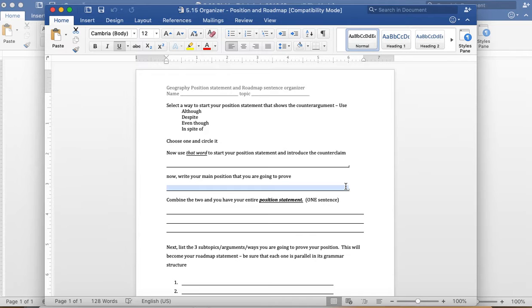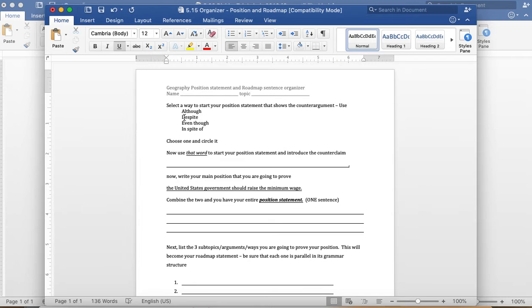So maybe I'm trying to claim that the United States government should raise the minimum wage. That might be what I'm trying to prove. Okay, so that's going to be my position statement.